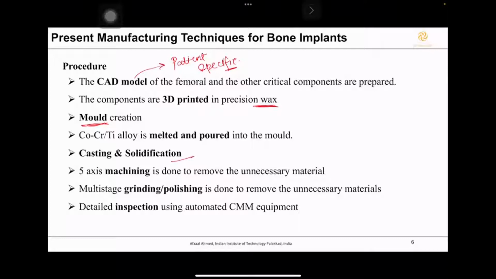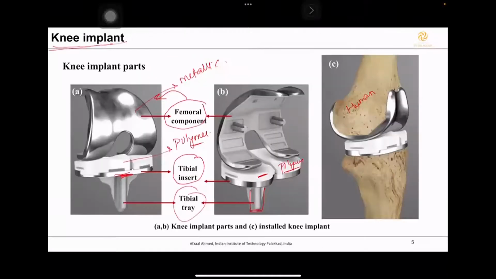Once that is done, machining can be done on the rough surface which is produced from casting. Then a multi-stage grinding process has to be performed to polish the implant. As you can see, it is very shiny. So these surfaces are very shiny, because these are sliding kind of joints. A knee joint is a sliding joint.